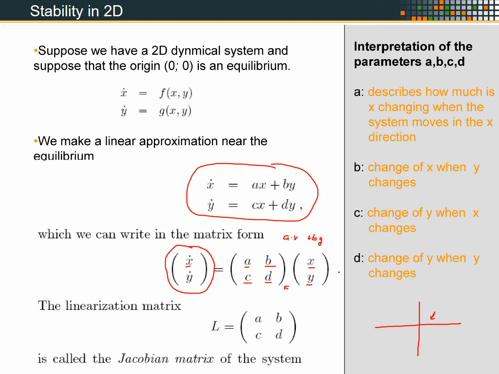Given this graphical interpretation, we can now interpret each of the four variables a, b, c, and d geometrically. A describes how much the system is changing when the system moves in the x direction, right? B describes the change of x when y changes, and C describes the change of y when x changes, and D describes the change of y when y changes. So we decompose this into the four principal types of changes dependent on x and y.